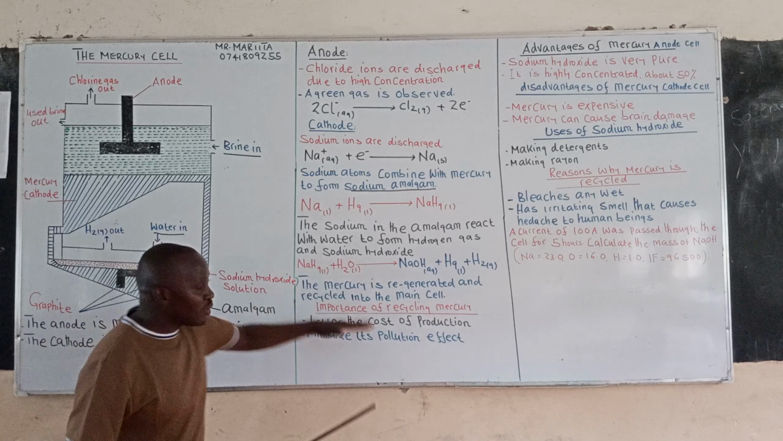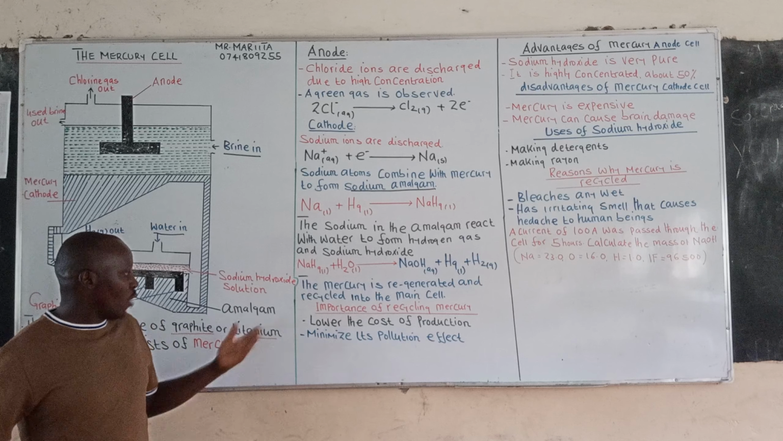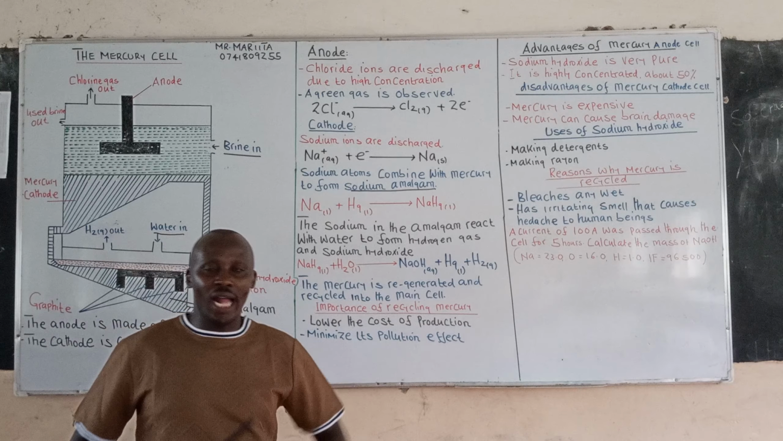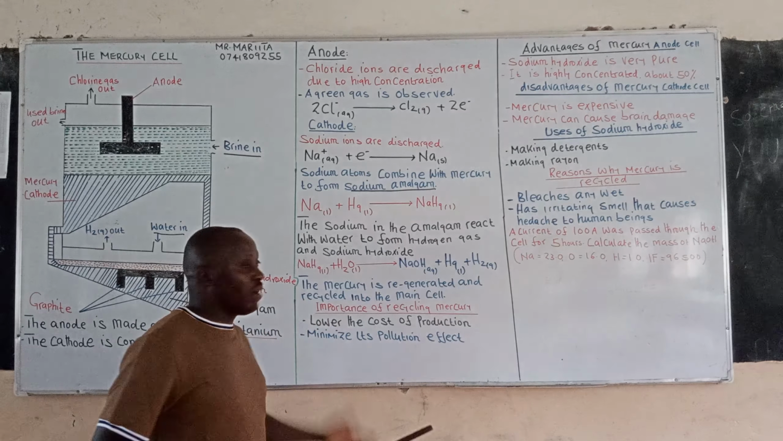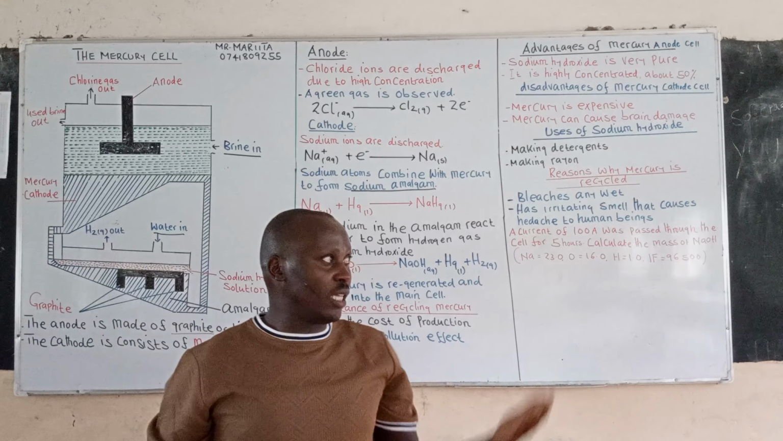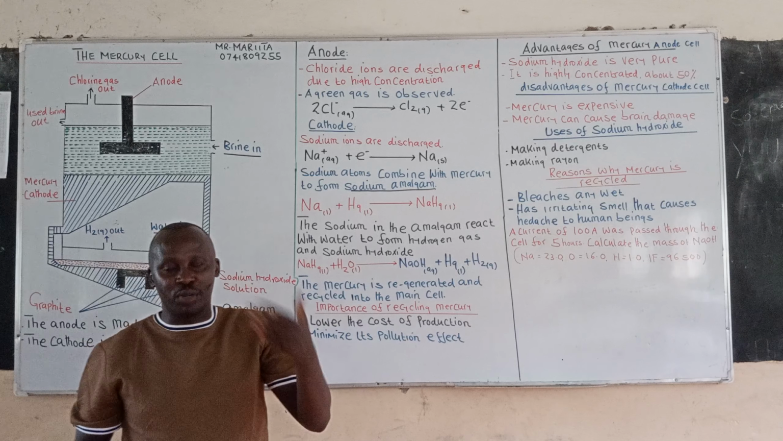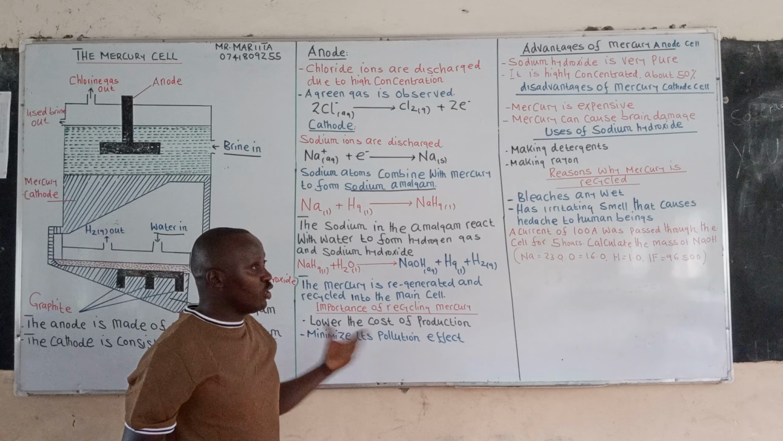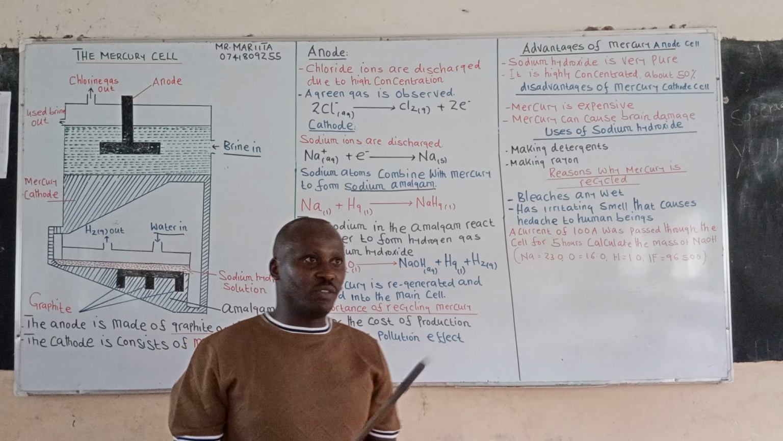So what is the importance of recycling mercury? One, it is to lower the cost of production, and also to minimize its pollution effect. Note that mercury is very poisonous and can cause brain damage. Therefore, one of the reasons why it is recycled is to minimize its pollution effect.